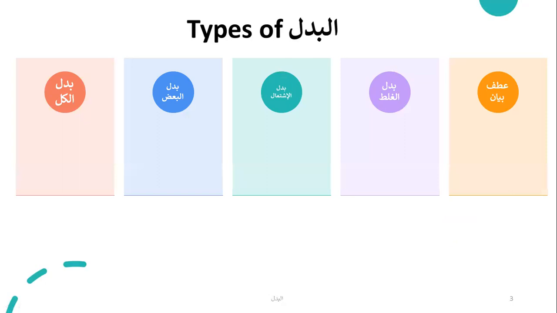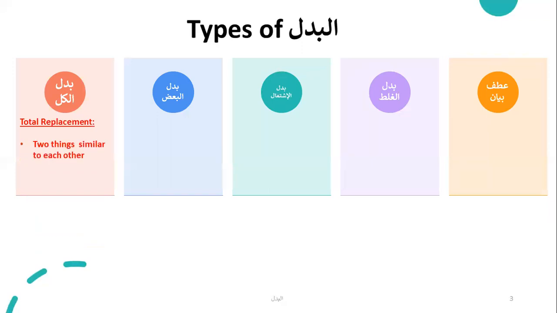Okay, so let's see. There are five types of badal: badal al-kul, badal al-bad, badal al-ishtimal, badal al-ghalat, and ataf bayan. So now let's read what is Badal al-Kul. Badal al-Kul is a total replacement. And let's see, what does it mean?